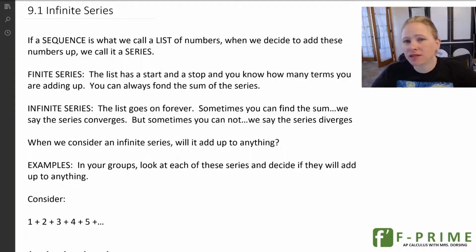Sometimes it's explicit, involving n, which is what we like. Sometimes it's recursive, which is sometimes easier to come up with, but less useful in the long run. So a finite series takes a partial list of the sequence. So maybe if it's an infinite list of numbers, a finite series will stop at a certain point, and maybe it says we only have 100 terms that we're adding together. You can always find the sum of a finite series. It will always add up to something.